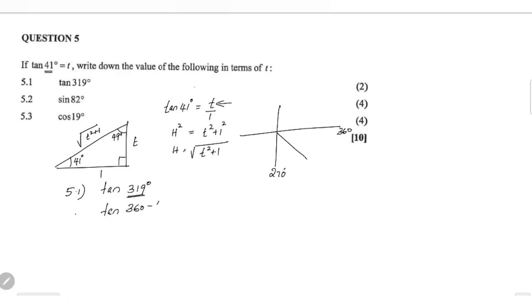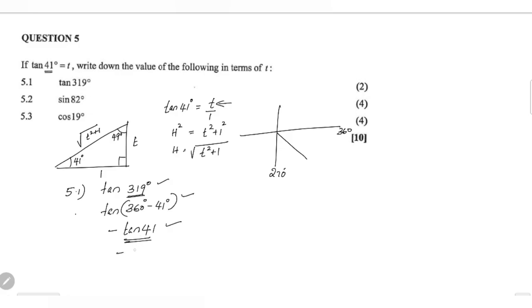360 minus 41. Isn't it 360 minus 41, 319? Yes. At the same time I want to see 41, because 41 is the special angle in this question. So tan 360 minus 41 is a reduction formula, because the first angle is the border angle, right? In the fourth quadrant, tan is what? Negative, isn't it? Then tan of 41. Tan 360 minus 41, all these things are the same. And we need this minus, because the answer must be in terms of t.